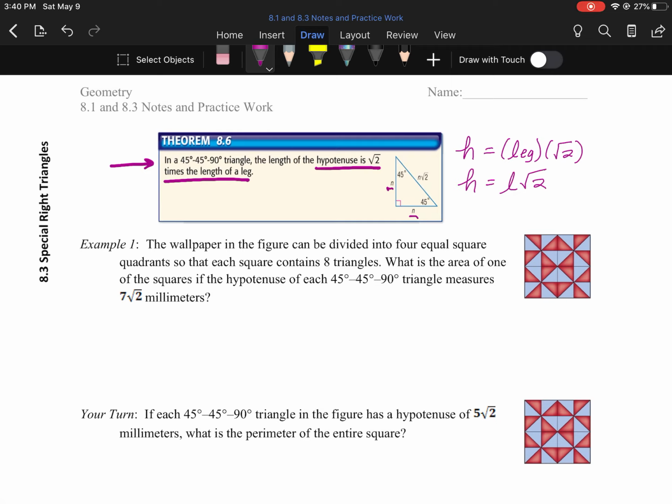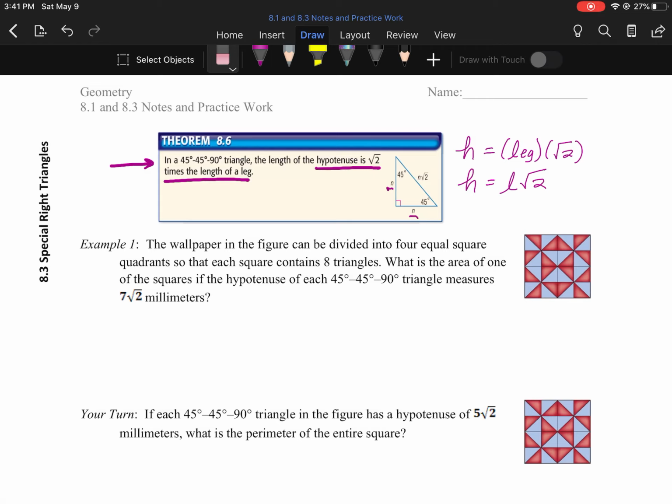So it says, first example, the wallpaper in the figure can be divided into 4 equal square quadrants, so that each square contains 8 triangles. So 1, 2, 3, 4, 5, 6, 7, 8. That's what they're talking about right there. What is the area of one of the squares if the hypotenuse of each 45, 45, 90 triangle measures 7 root 2 millimeters? Okay, so they're asking for the area of one of the squares.